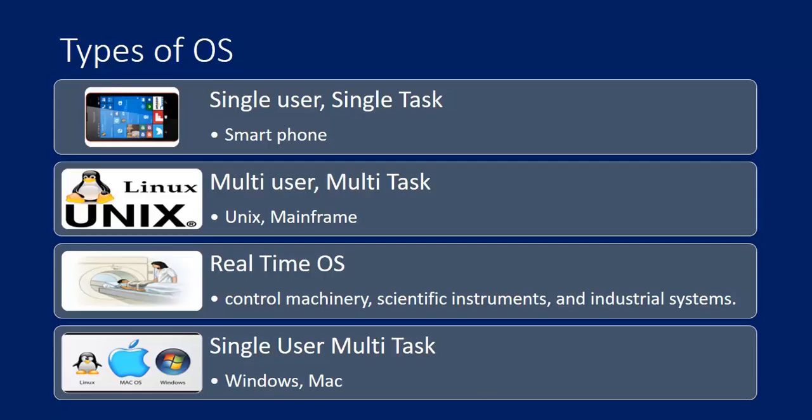And types of operating system: there is single user single task operating system, like smartphone. Nowadays smartphones are also changing. There is multi-user multitask operating system like Unix and mainframe operating system. There is real-time operating system which is used in, say, control machinery, airport signaling system, in washing machine, in MRI system, in medical devices. Single user multitasking system is what we are using in our daily life in our laptop and desktop, Windows, Mac, etc.